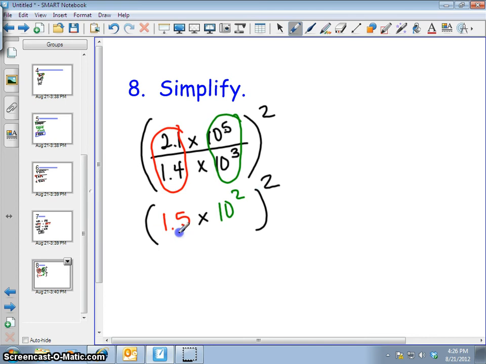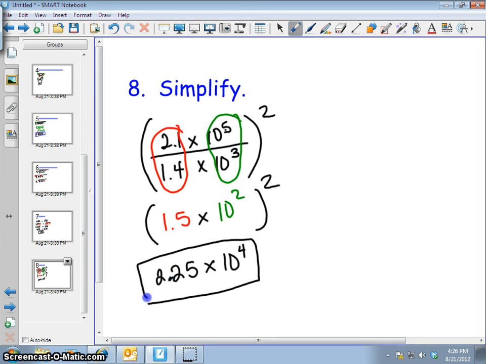Now on your calculator, 1.5 squared is 2.25. And then 10 squared, power to a power you multiply, is 10 to the 4th. And so we have simplified that problem. And that's it.